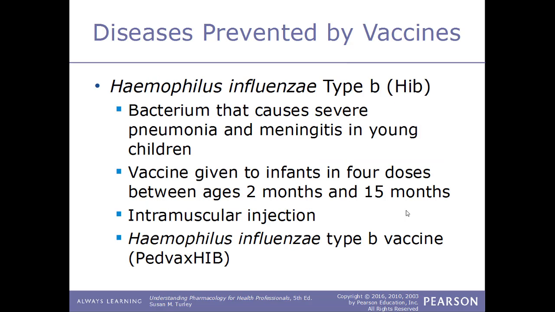Another example of a disease that's prevented by vaccine, Haemophilus influenzae type B, often referenced as the Hib vaccine. This is a bacterium that causes severe pneumonia and meningitis in young children. The vaccine is given to infants in 4 doses between the ages of 2 months and 15 months. This is another intramuscular injection, and the brand name is Pedvax Hib.